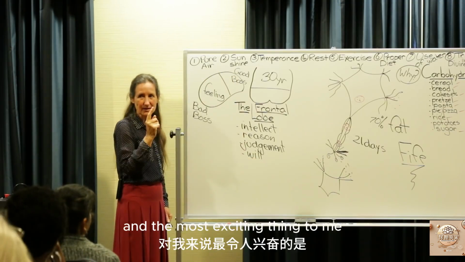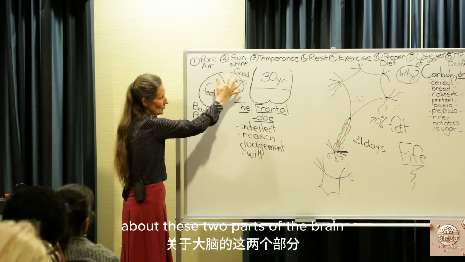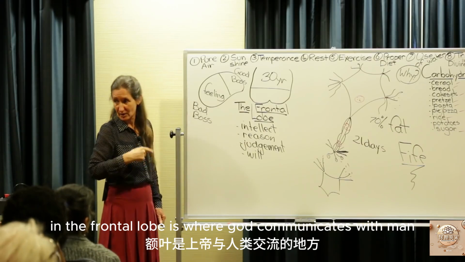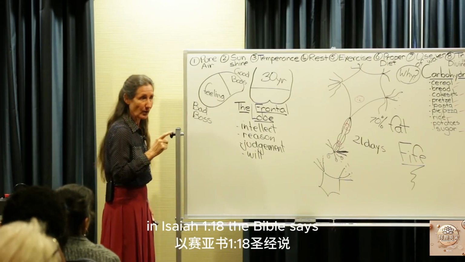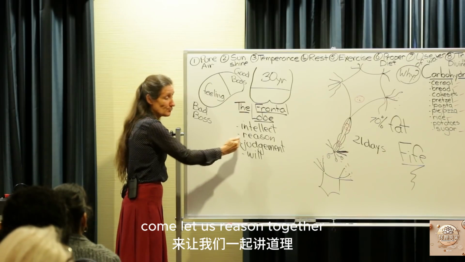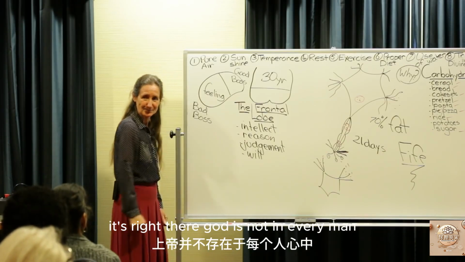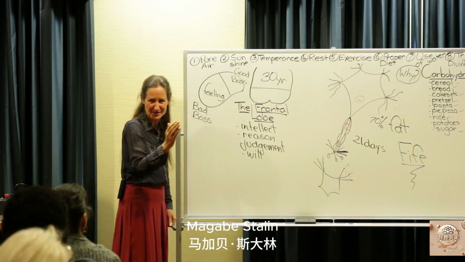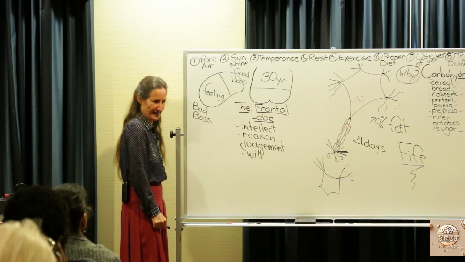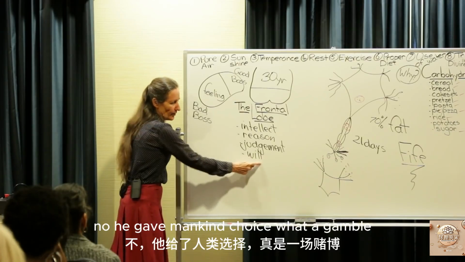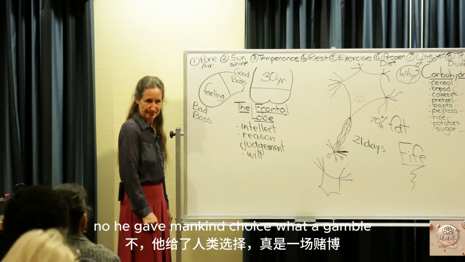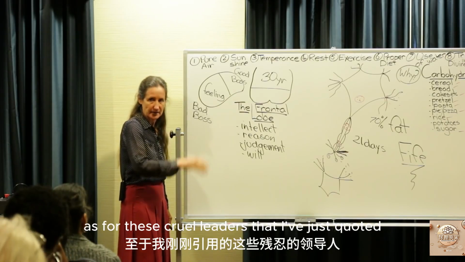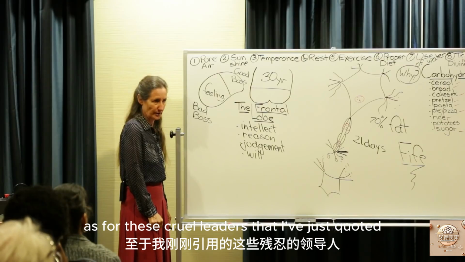And the most exciting thing to me about these 2 parts of the brain is that in the frontal lobe is where God communicates with man. In Isaiah 1:18, the Bible says, "Come, let us reason together." It's right there. God is not in every man. You would never say God was in Hitler, Mugabe, Stalin. No, no, no. No, he gave mankind choice. What a gamble. That would mean that some would choose not to, as for these cruel leaders that I've just quoted.